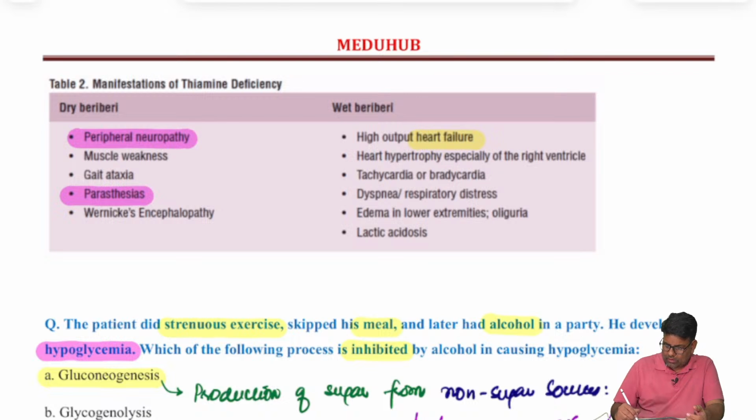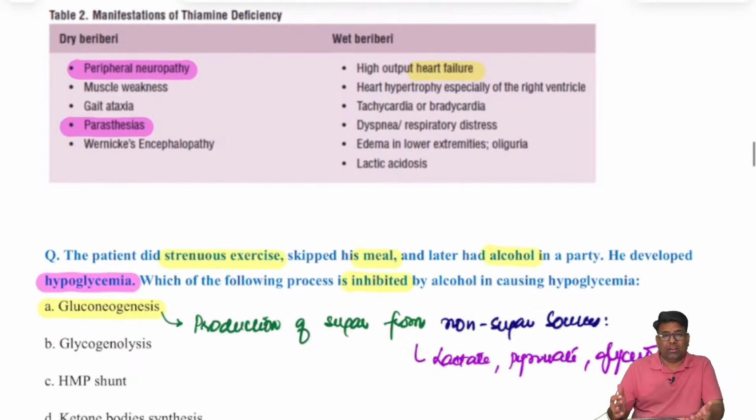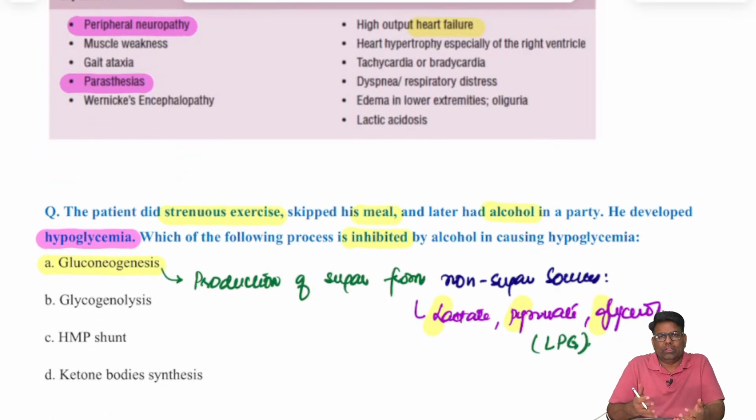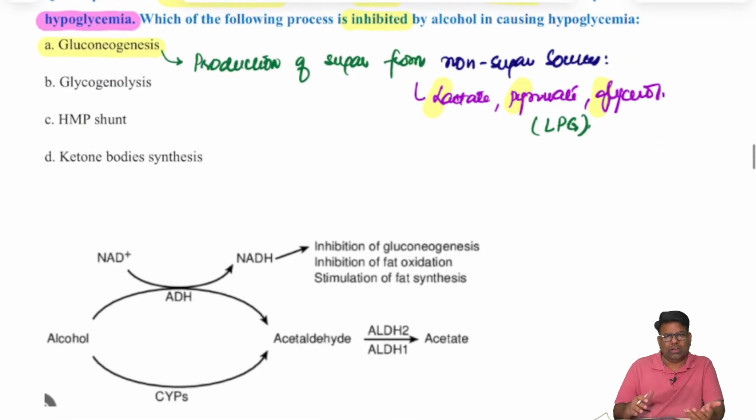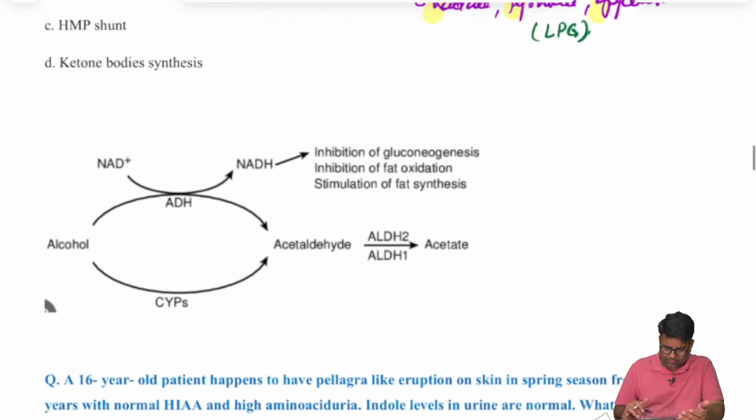Pyruvate, glycerol, or some genic amino acids also. So here you can remember the mnemonic LPG. I remember it like this: lactate, pyruvate, glycerol. What is happening? There is no gluconeogenesis, so there is no sugar production, and that is the factor behind the reduction in blood glucose level, that is hypoglycemia. So that is postulated something like that.